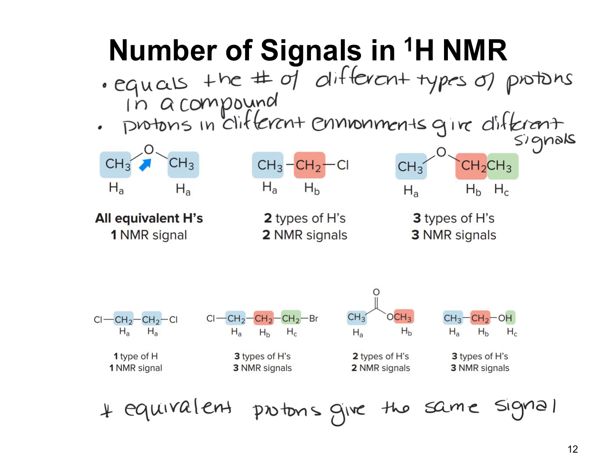So for example, there's symmetry in this molecule. These protons are the same distance away from the oxygen as these protons, so they are equivalent and only have one NMR signal. This proton is in a different chemical environment than this one. They're a different distance away from that chlorine, so they're going to give two signals.